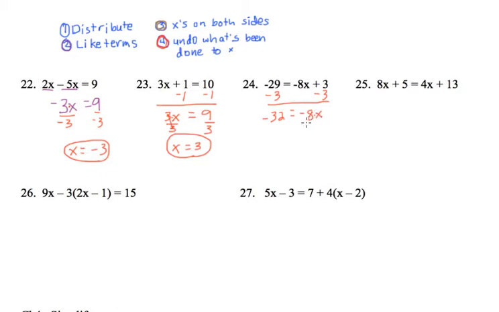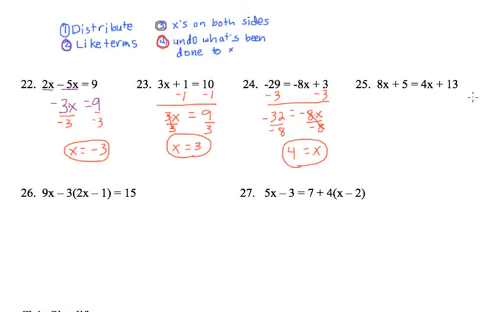So I'm going to undo timesing by negative 8. That means I'll divide both sides by negative 8. And I get x equals, a negative divided by a negative is a positive 4. X equals 4.